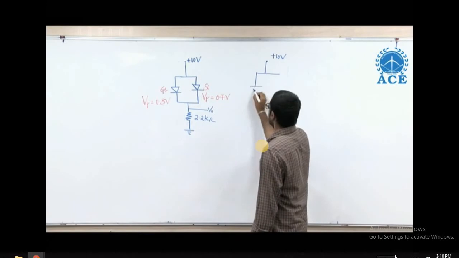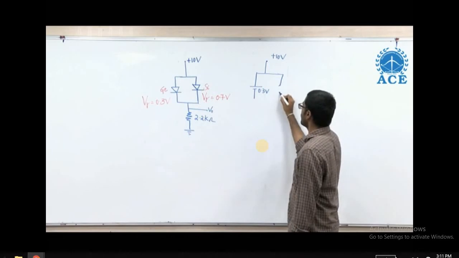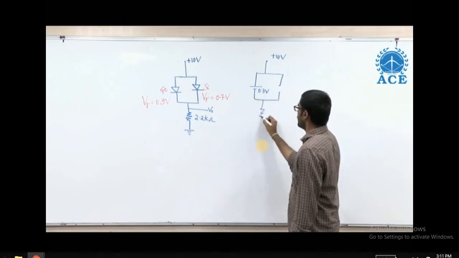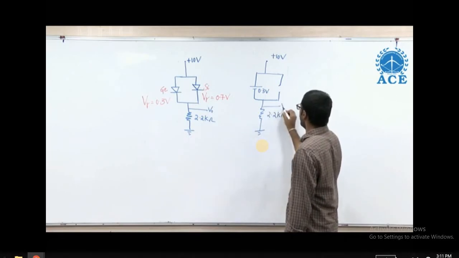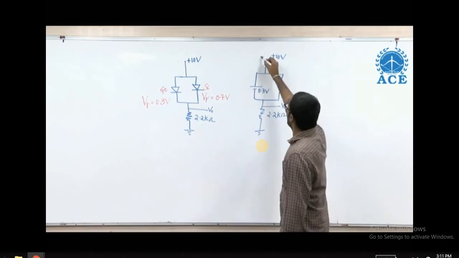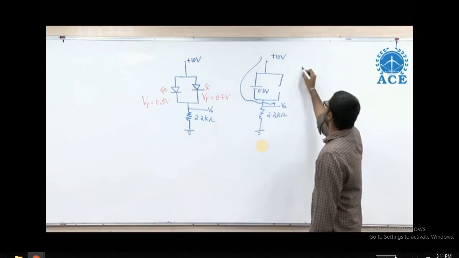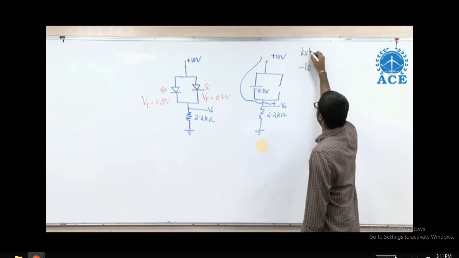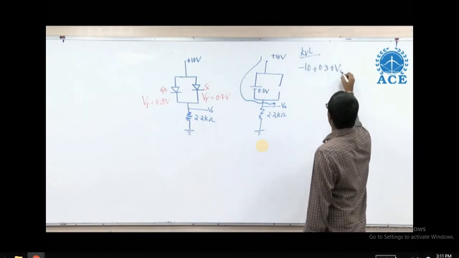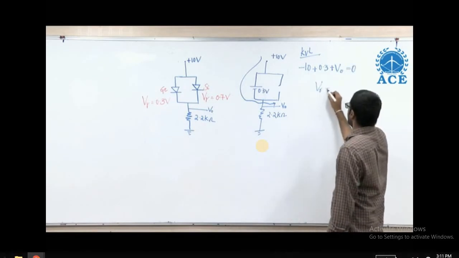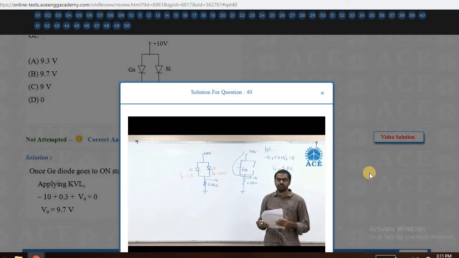And silicon diode never goes into on state. So we can replace it as 0.3 volts, and as silicon diode is not in on condition at any point of time, we can replace that with open circuit. So we have to find V0. If we can apply KVL in this path, we will get the value of V0. Applying KVL, we get minus 10 plus 0.3 plus V0 equals to 0. So V0 is 9.7 volts. So it's option B.